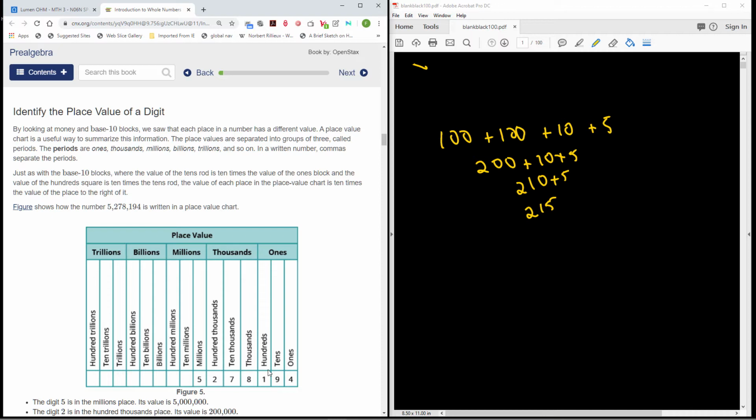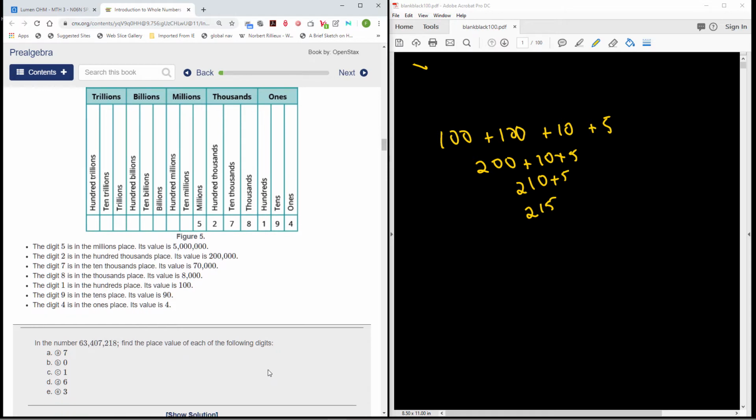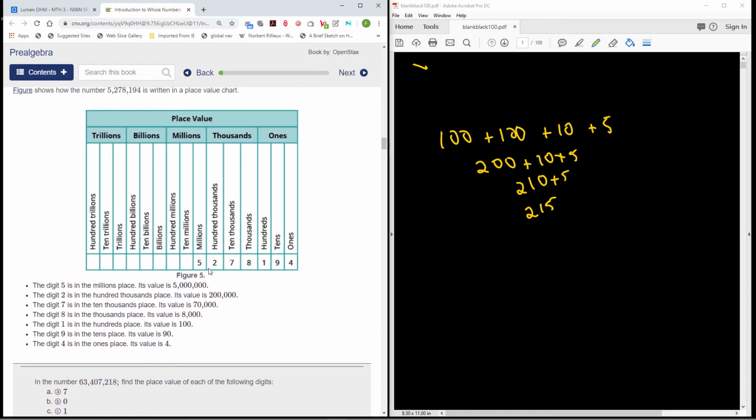So you look at this number here. We see the number 5 million. You see the digit 5, it's a symbol, and that's in the millions place. The number 2 is in the 100,000s place. The number 9 is in the tens place, and the digit 4 is in the ones place.